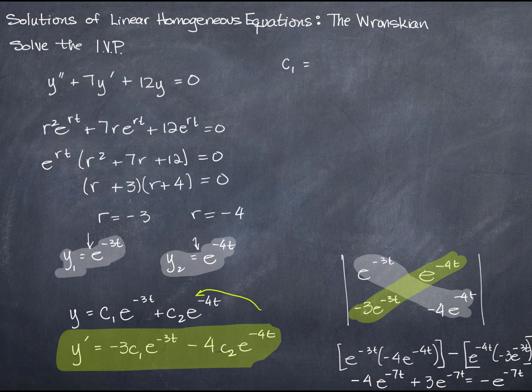We can find C1 by taking the value y naught, the value of the derivative of y naught, y2 evaluated at t, and the derivative of y2 evaluated at t. We're going to divide that by this determinant here, which in this case is negative e to the negative 7t.